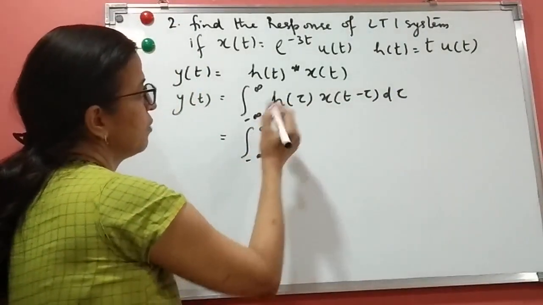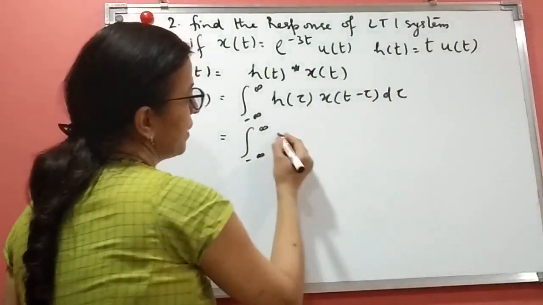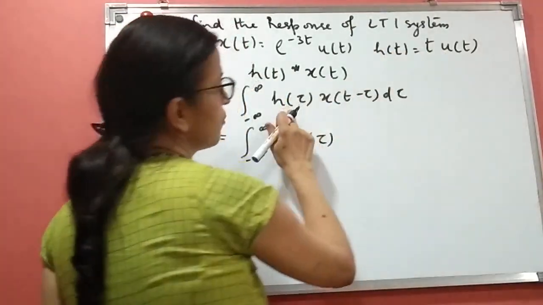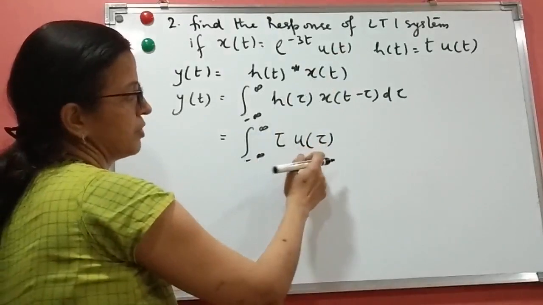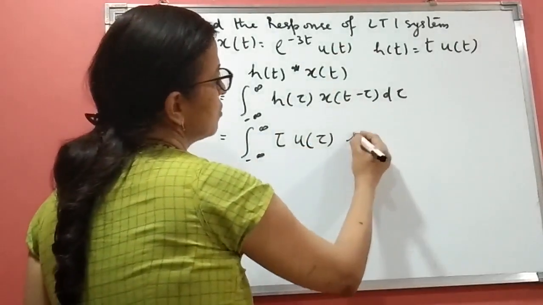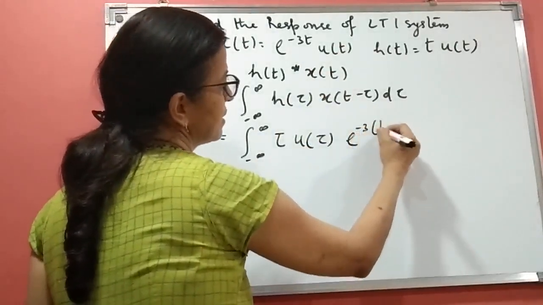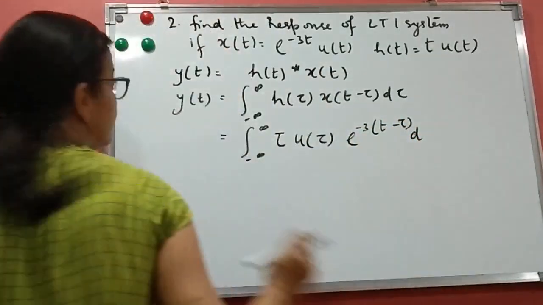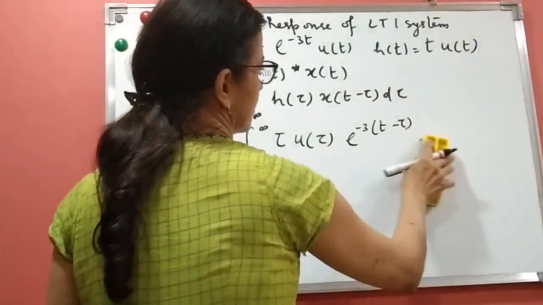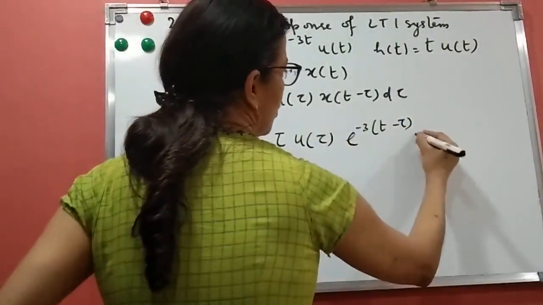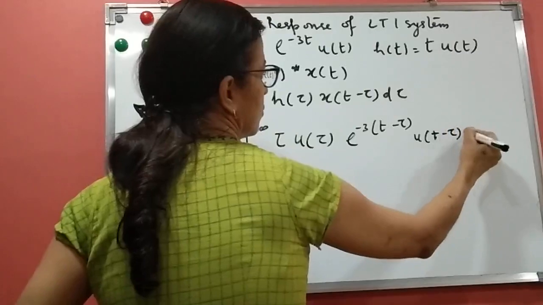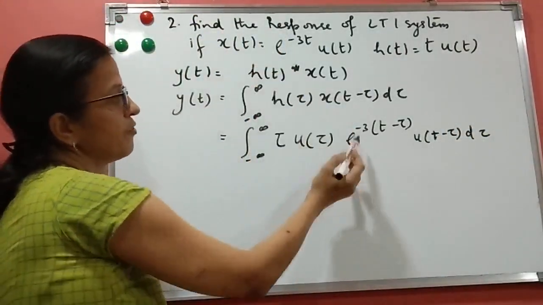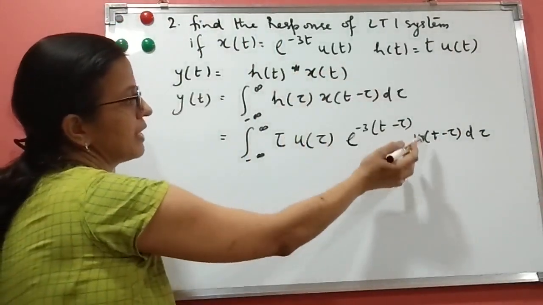Now, integral from minus infinity to infinity, what is h of tau? h of tau will be tau u of tau. Here it is t in h of t, but you have to write tau, so in place of t I am writing tau u of tau. What is x of t minus tau? It will be e raised to minus 3 times t minus tau, u of t minus tau, d tau. Here it is x of t; in place of t, we are putting t minus tau. So wherever t is there, t minus tau.